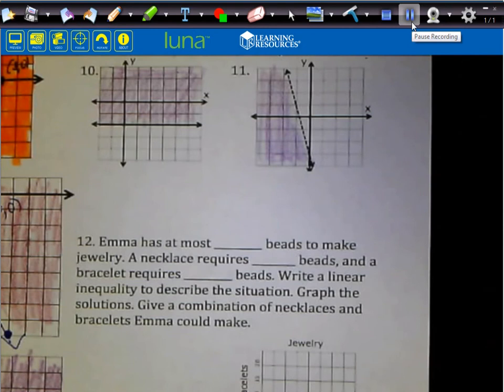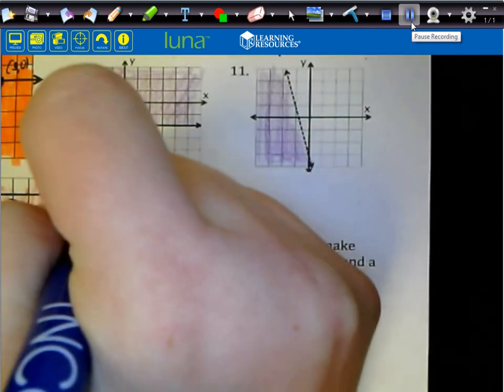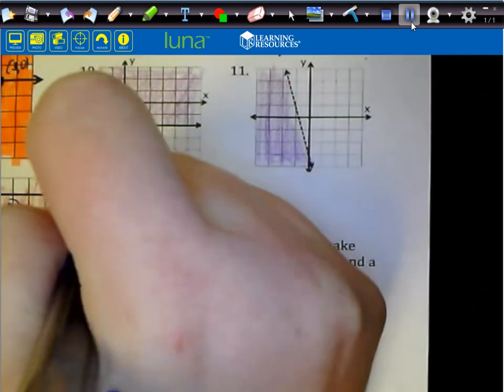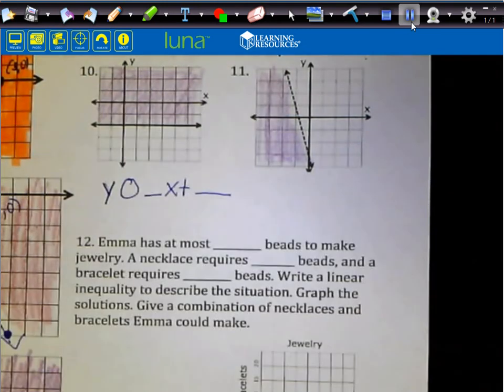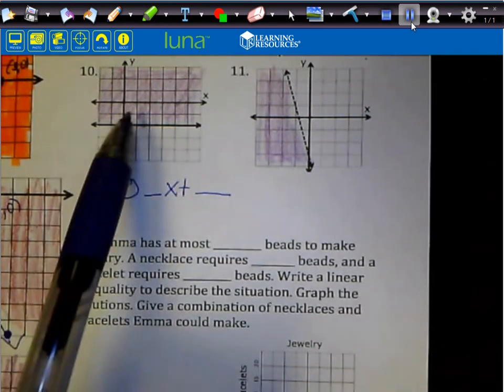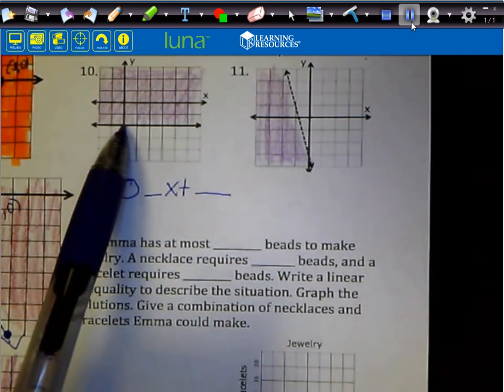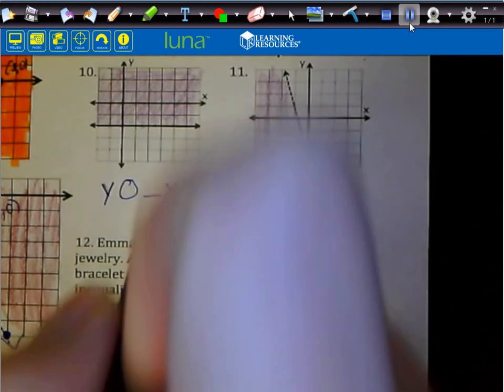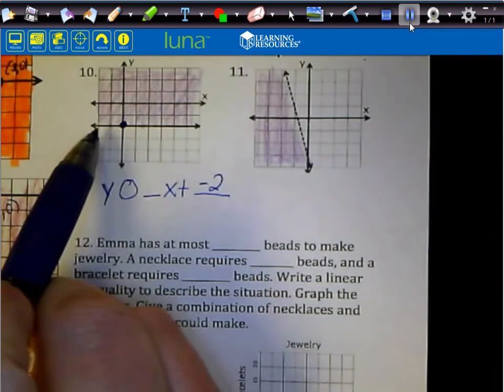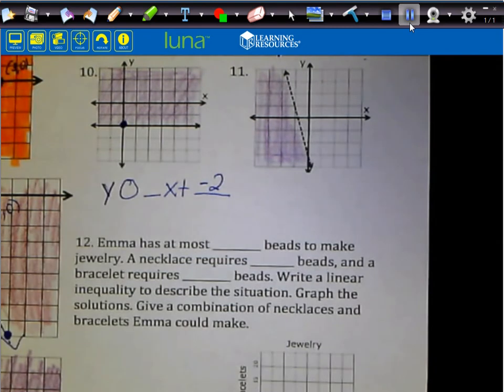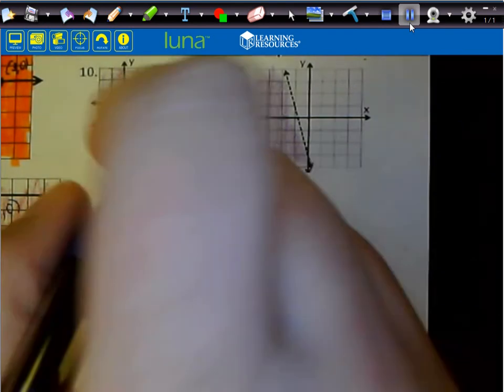All right, guys, number 10. Again, we're going to start this out the exact same way. We're going to say y, and I'm going to circle blank x plus blank. And now if I'm looking, it's going to cross the y-axis right here at negative 2. So my b is going to be negative 2. And if you look, this is a horizontal line, and we remember that horizontal lines have a slope of 0 because we rise 0 and we run 1, so 0 over 1 is 0.